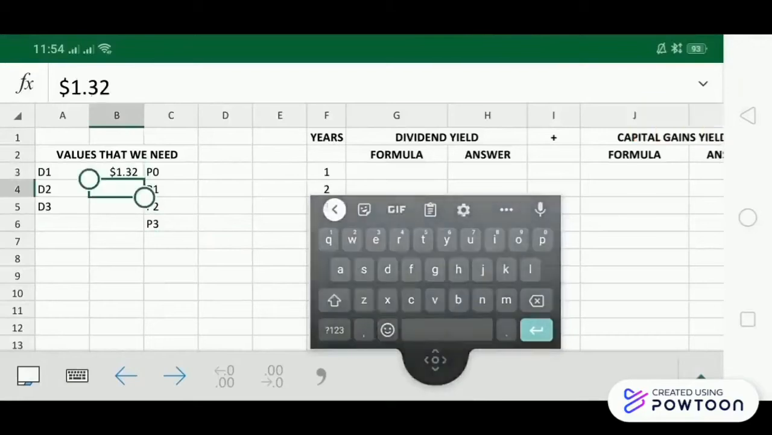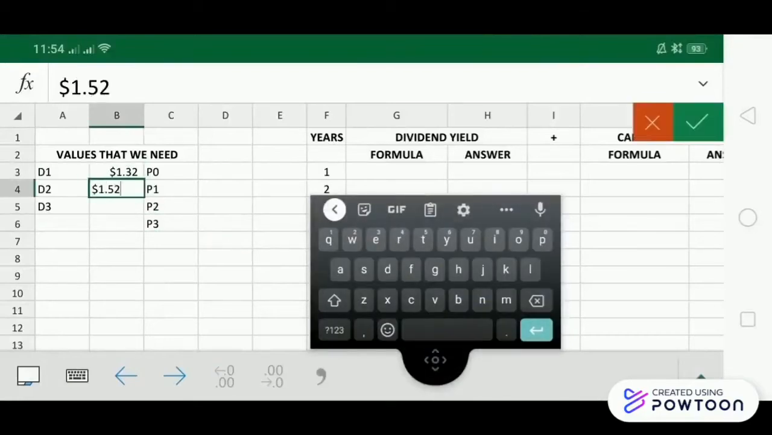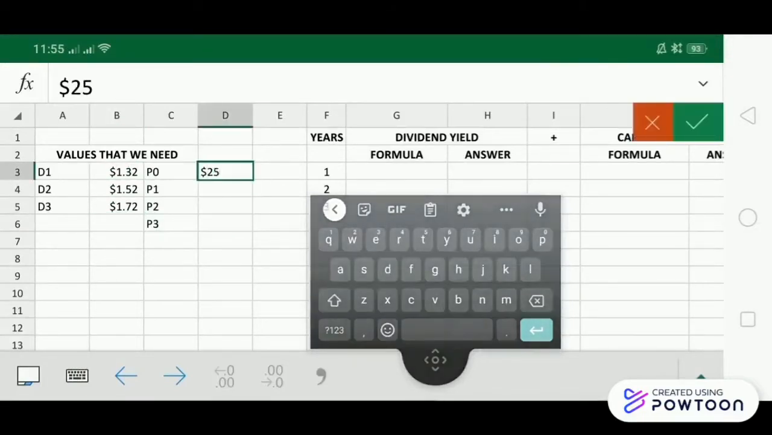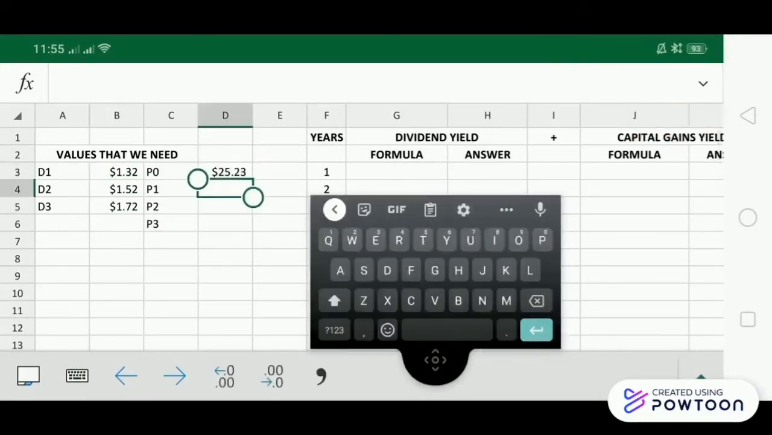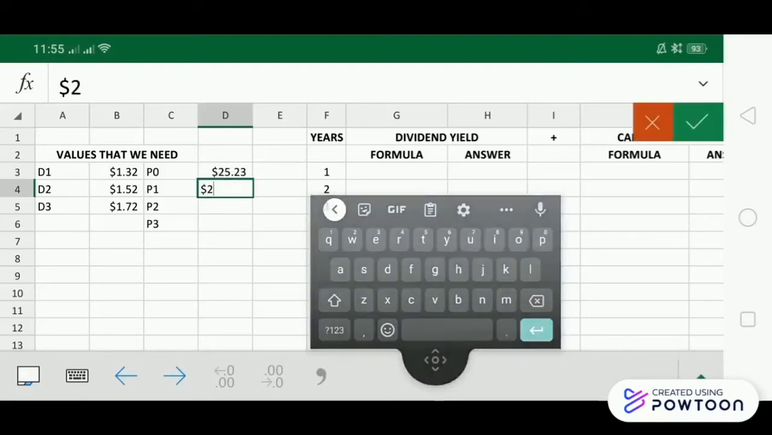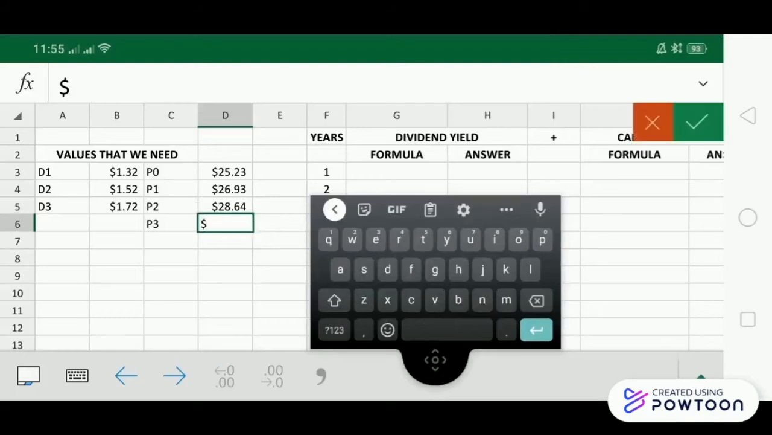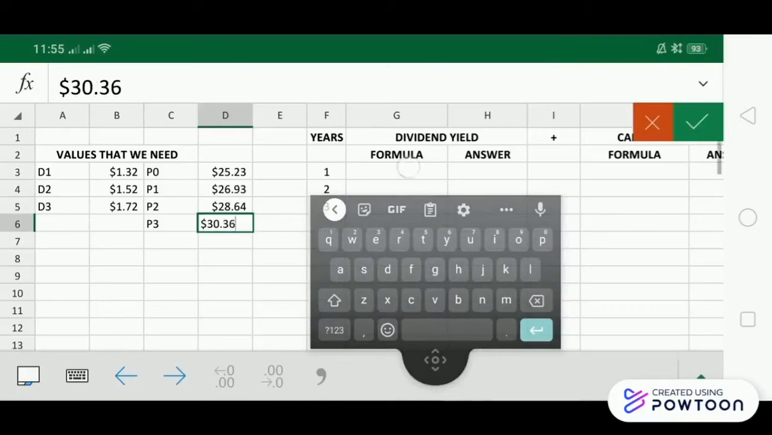Let's list down all the values that we will be using. For D sub 1, we have $1.32. For D sub 2, we have $1.52. For D sub 3, we have $1.72. For P hat 0, we have $25.23. For P hat 1, we have $26.93. For P hat 2, we have $28.64. And for P hat 3, we have $30.36.